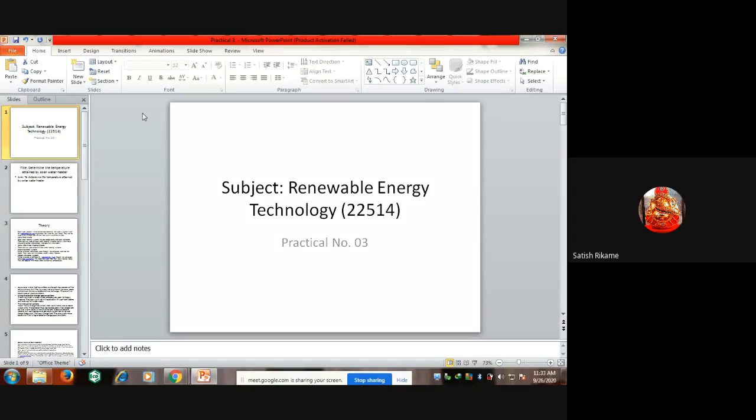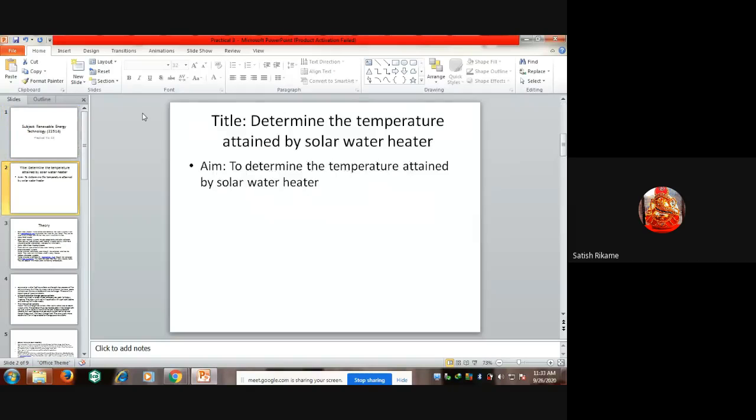Okay, so today's practical title is to determine the temperature attained by a solar water heater. All of you know that there are many different types of solar water heaters at every individual's home, and we must know how to determine the temperature of that particular solar water heater.